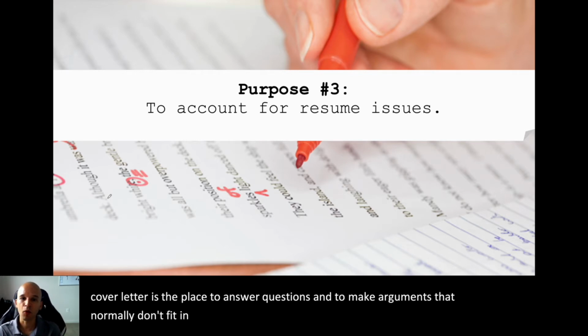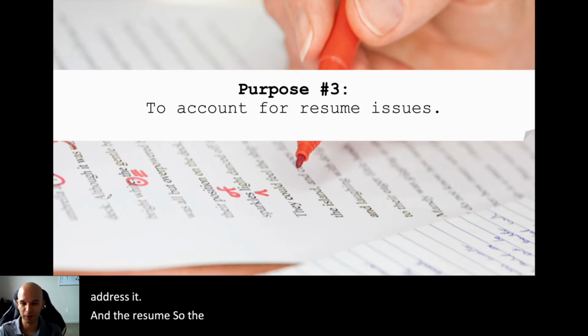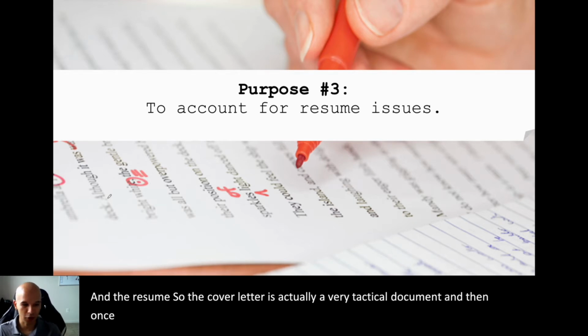So the cover letter is the place to answer questions and to make arguments that normally don't fit in a resume, or they fit in a resume, but you want to make it really clear in the cover letter because it might be a very roundabout way that you address it in the resume. So the cover letter is actually a very tactical document. And then once again, if you need to address salary and all those things, the cover letter is the place where you're going to do that.